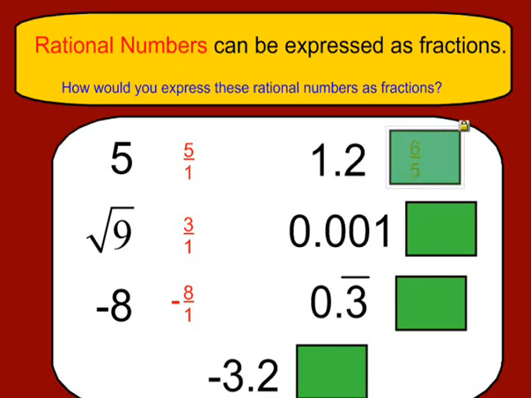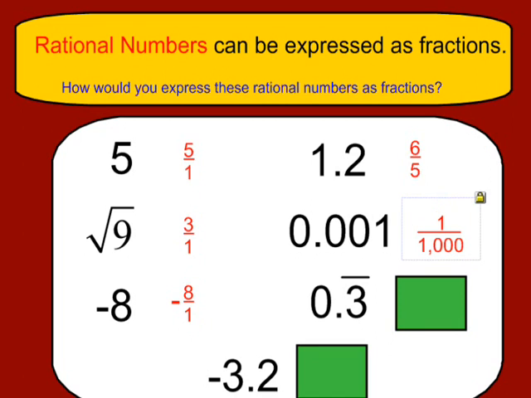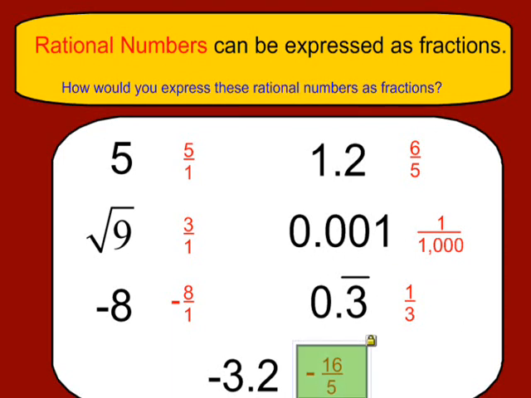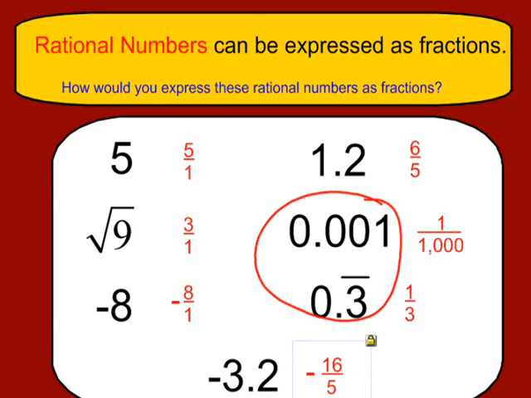1.2, a decimal, can also be written as a fraction. The next one is a terminating decimal, and it can be written as a fraction, 1/1000th. The repeating decimal, 0.333, you might recognize that as 1/3. And the last example, negative 3.2, can also be expressed as a ratio. Now this is kind of important. If a decimal terminates or it ends, such as this one, it's a rational number. If a decimal repeats, like 0.3333, then it's a rational number. 0.9999 would be a rational number.